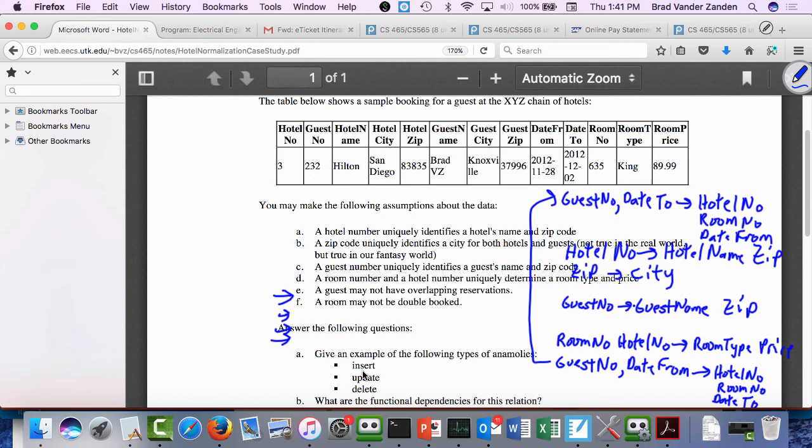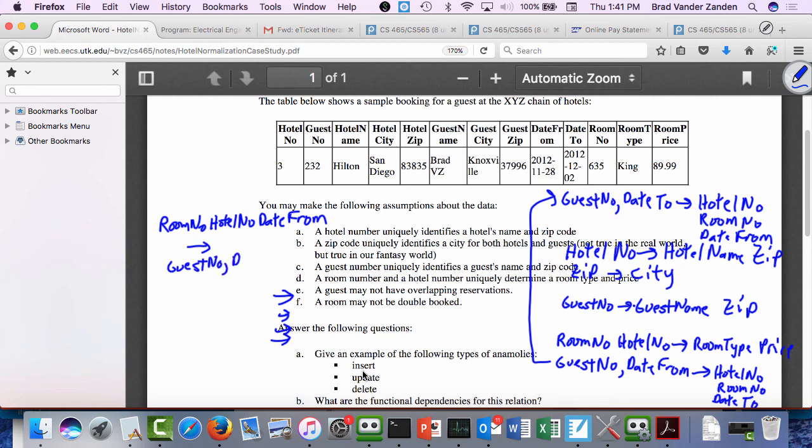So it is certainly suggesting that there is a room, but a room number by itself is clearly not unique. What else do we need? A hotel number. Okay, but by itself, those two aren't unique because they can have more than one booking. What will make it unique? Date from. And since they can't be doubly booked, what do they uniquely determine? Guest number and date 2.